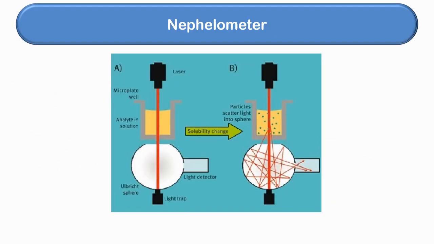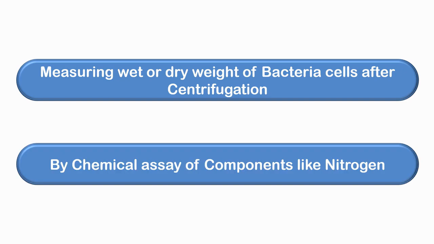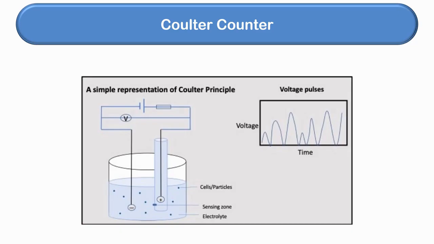We can use a nephelometer to count bacteria, which measures the concentration of suspended particulates in liquid or gas colloid, by measuring the wet or the dry weight of the cells after separating them through filtration or centrifugation, or by chemical assay of the components like nitrogen assay. Counting can be automated by sensitive devices such as the Coulter counter, which electronically scans a culture as it passes through a tiny pipette. As each cell flows by, it is detected and registered on an electronic sensor.